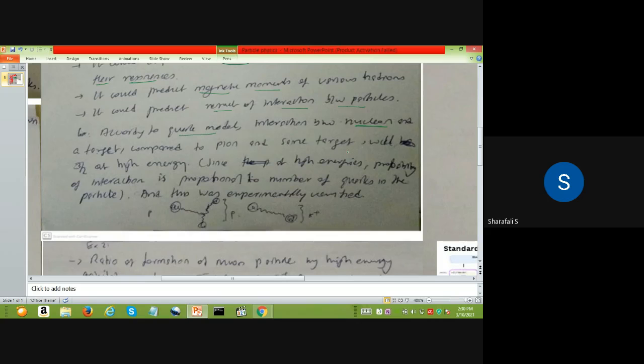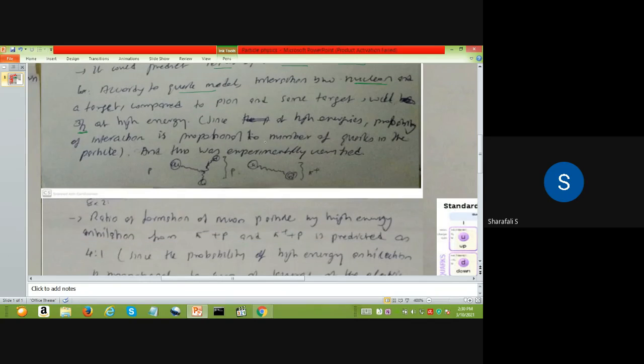Then the interaction between the nucleon and the target, compared to the pion and the same target, will have a value of 3/2 at high energy. Why? Because at high energy, the probability of interaction is proportional to the number of quarks in the particles.